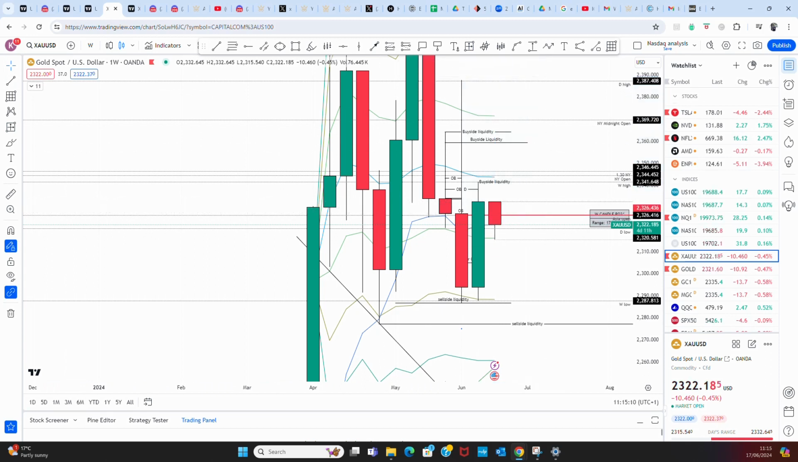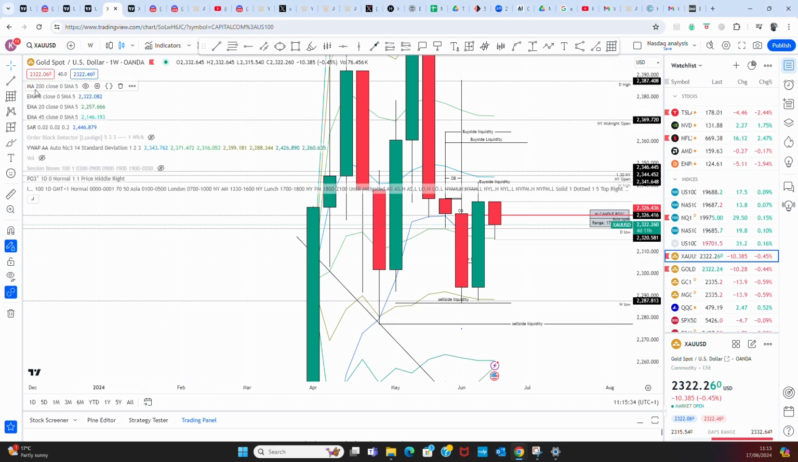So the mean encroachment of the week prior is at 2357. So I'll be looking at for shorts at around 2357. I need to just close this video up because of no use right now on such a high time frame.